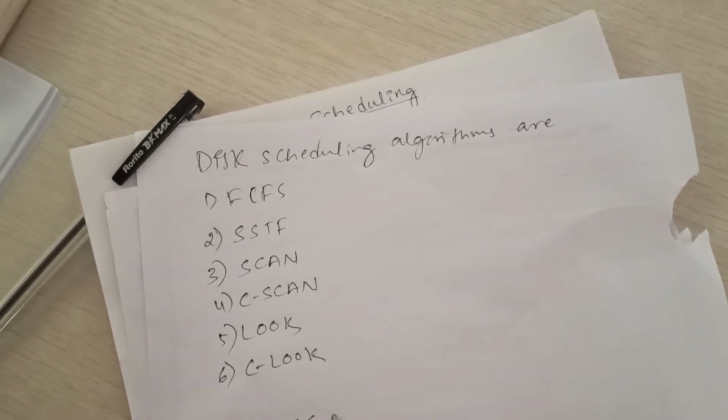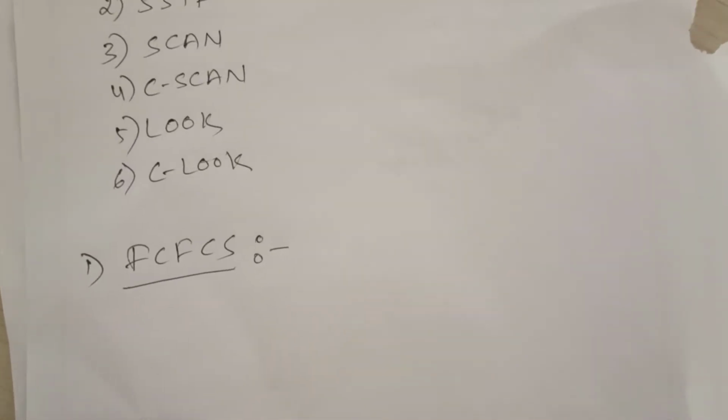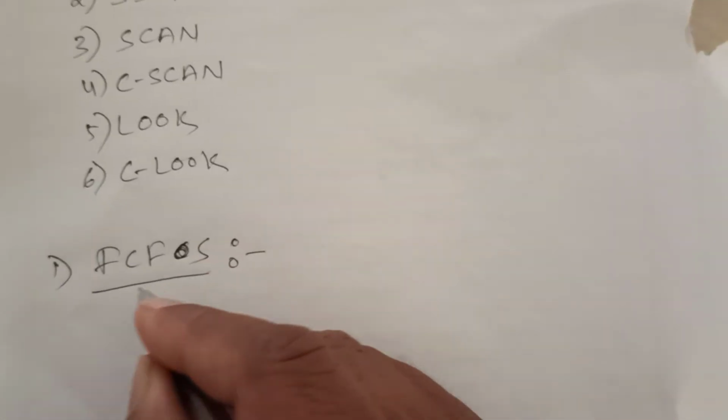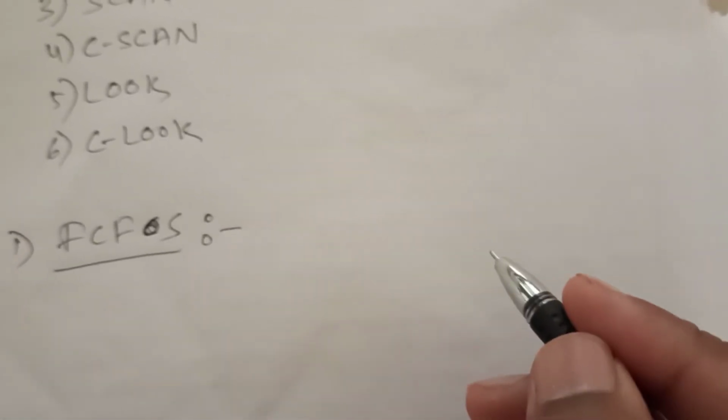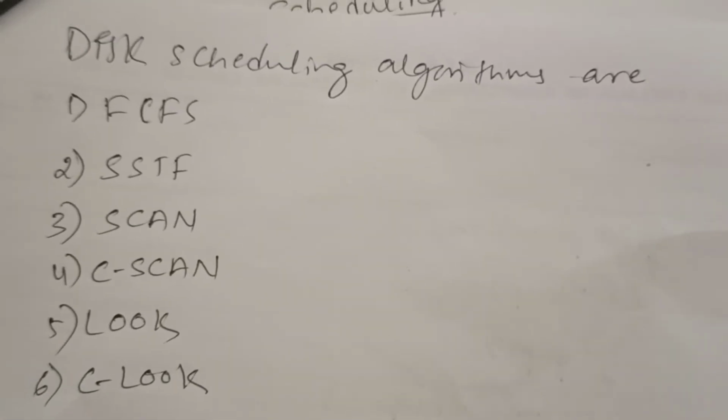As you know, we have studied different algorithms in process scheduling and in page replacement. FCFS means first come, first served. This is the way we are going to serve. We are going to discuss it with one simple example, and we will use the same example for all the algorithms, a sequence of requests that need to be serviced.